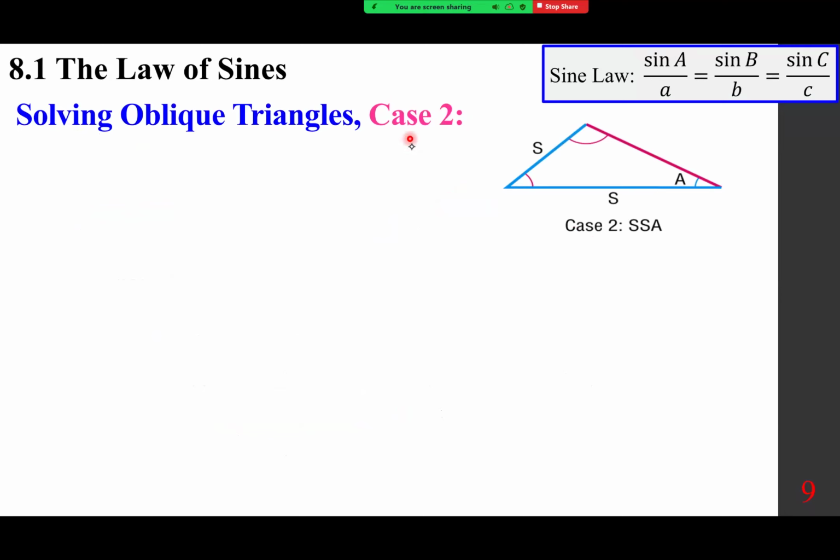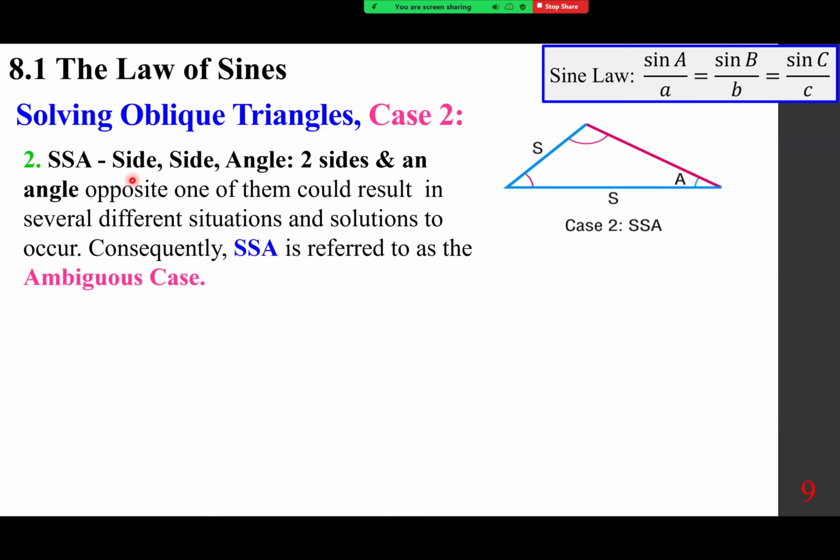Now, solving oblique triangles, case two. In case two, we have SSA: two sides and some angle. SSA, side, side, angle, means two sides and an angle opposite one of them. It's not in between; it's not the included angle. That's the key. It could result in several different situations and solutions. Consequently, SSA is referred to as an ambiguous case.